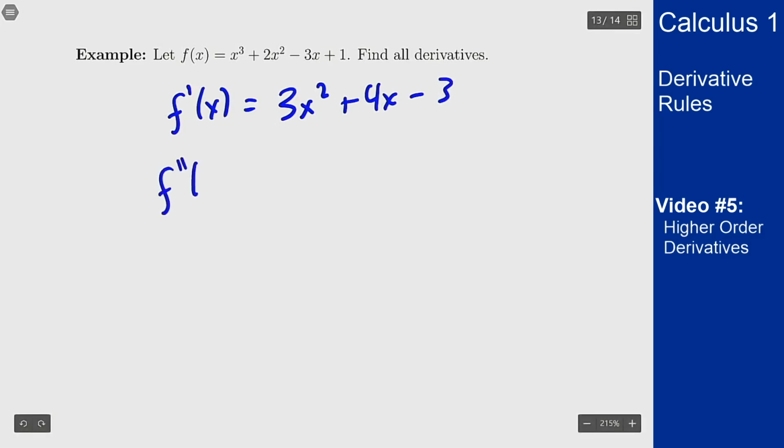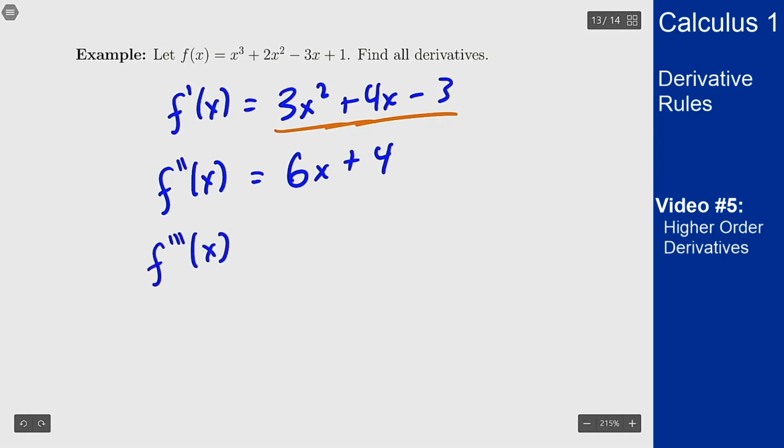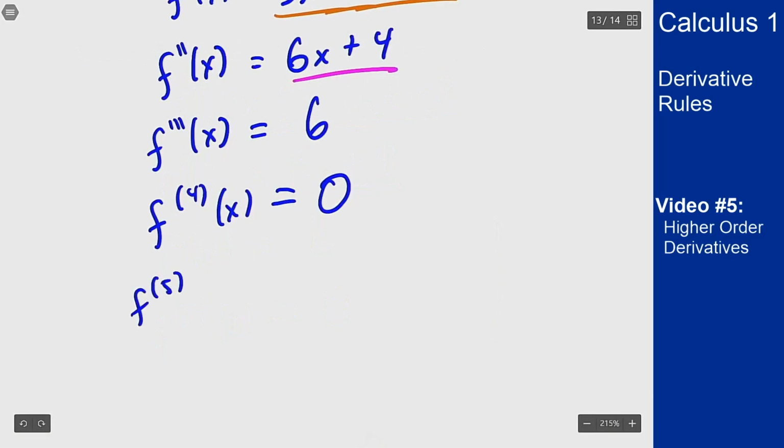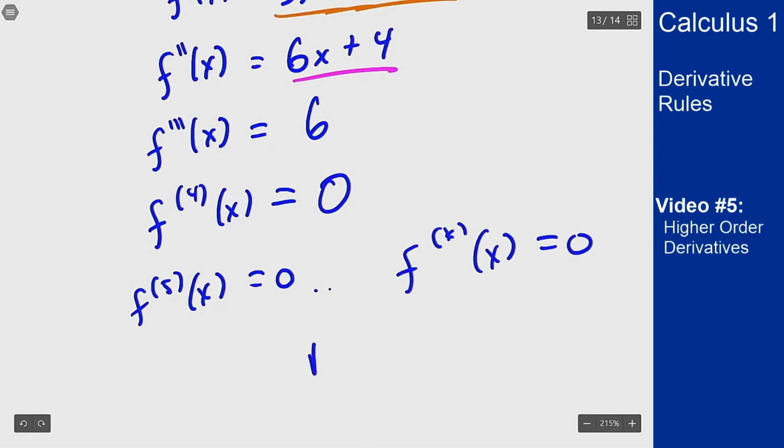Then to get the second derivative, I want to take this function and find its derivative. And so that is going to be 6x plus 4. For the third derivative, I now take this function and find its derivative, which is going to be 6. For the fourth derivative, I do the same thing and I get 0. What happens from here on out? I'm going to always get 0. So f fifth derivative of x is also 0. And this continues. The kth derivative of x is 0 for all k bigger or equal to 4.